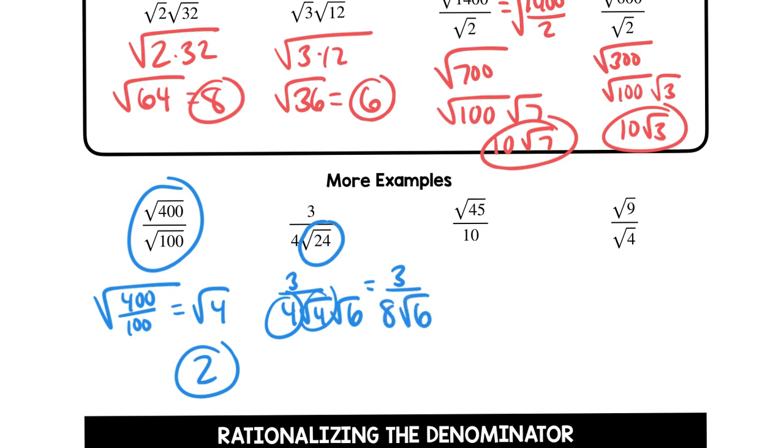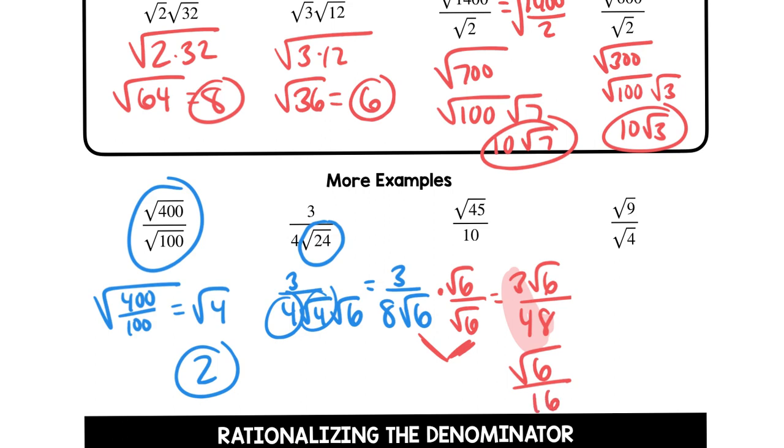Then I can't leave that root on the bottom, so I have to rationalize it. So on the top I have 3 root 6. On the bottom, these two make a regular 6. So on the bottom, I have 8 times 6, which is 48. It's kind of a long one. Then you can simplify. The 3 over 48 is 1 over 16. So it's square root 6 over 16.